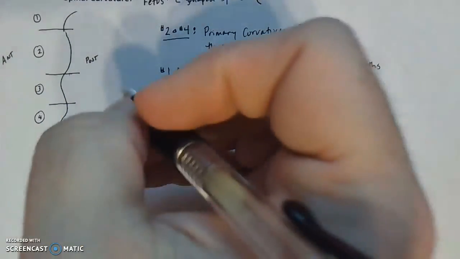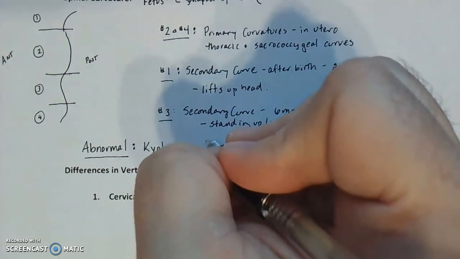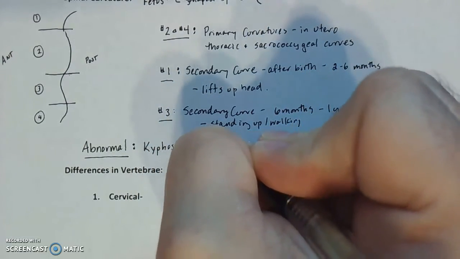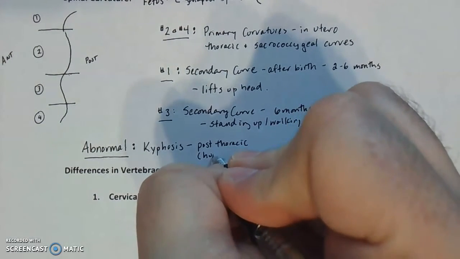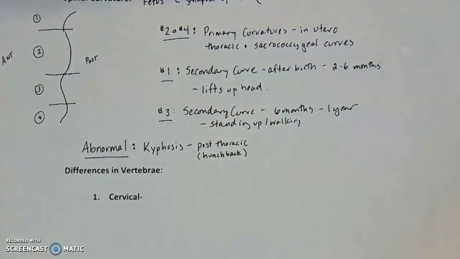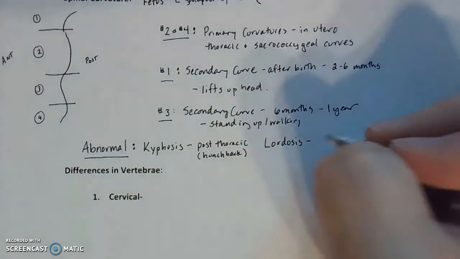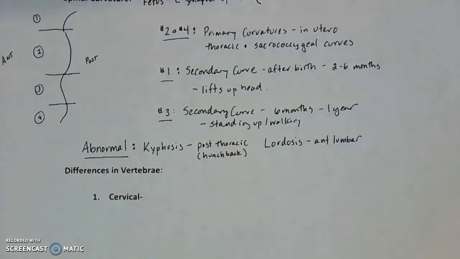The first one is called kyphosis. And this is a posterior thoracic excess curve. So we typically call this a hunchback. So somebody that is hunched over and has that big bubble, that's called a kyphosis. Lordosis is the other, when this is an excessive anterior lumbar curve. So that means that curve is a lot deeper in the lumbar.